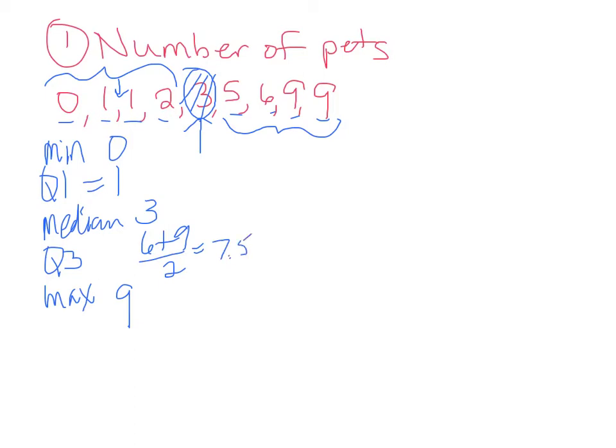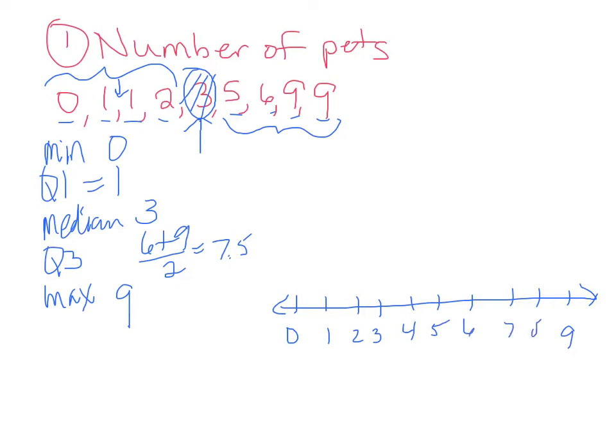Okay, so we'll find the numbers first. Now I want to draw a box and whisker plot. So the first thing I do is I'm going to draw a number line. Okay, so we have to start with 0, and we're going to go to 9. Okay, and now I'm going to put dots where my min is.